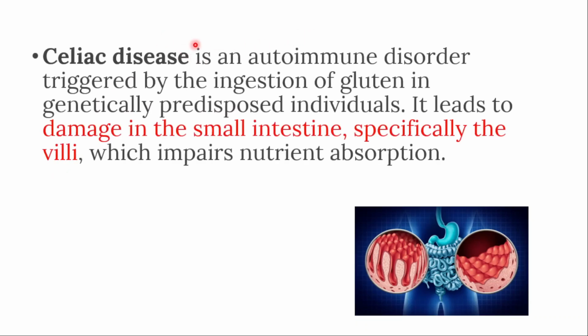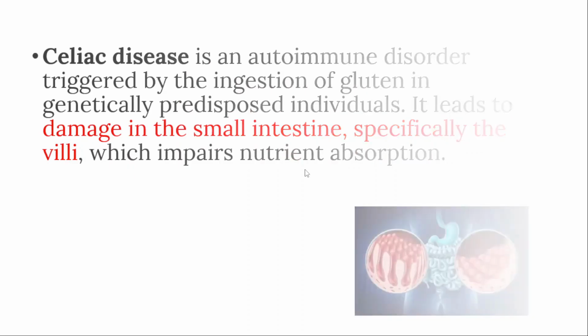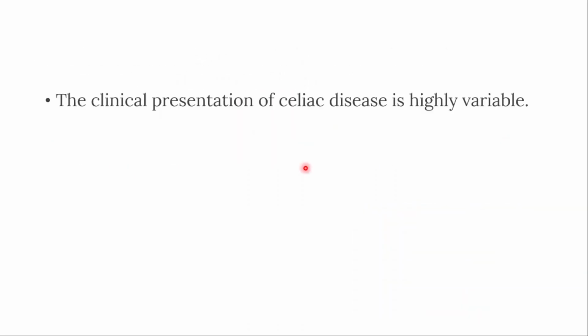This video will be talking about celiac disease. It's an autoimmune disorder triggered by ingestion of gluten in genetically predisposed individuals. It leads to change in the small intestine, specifically the villi, which impairs nutrient absorption. The clinical presentation is variable.